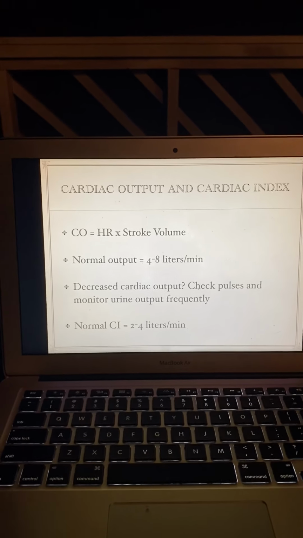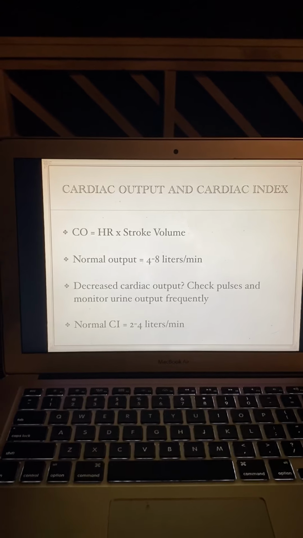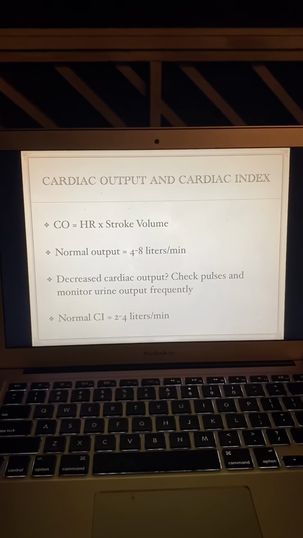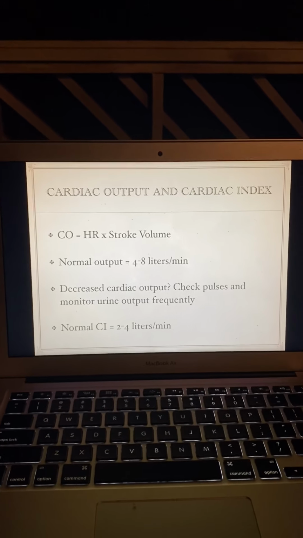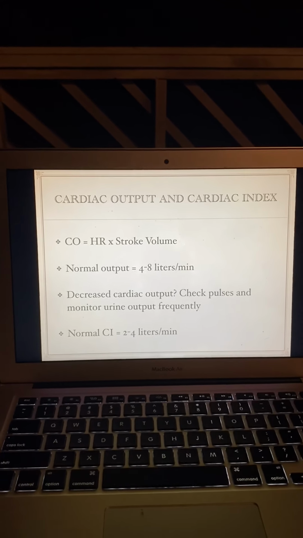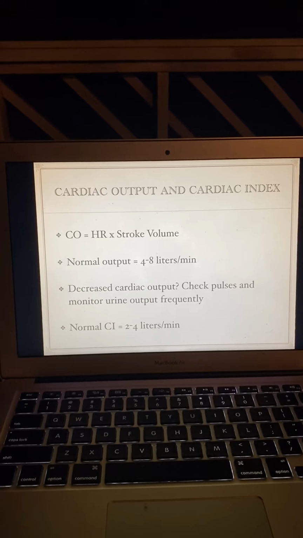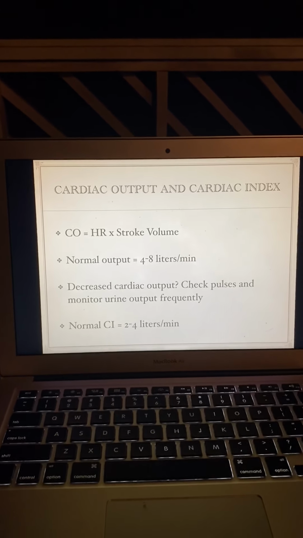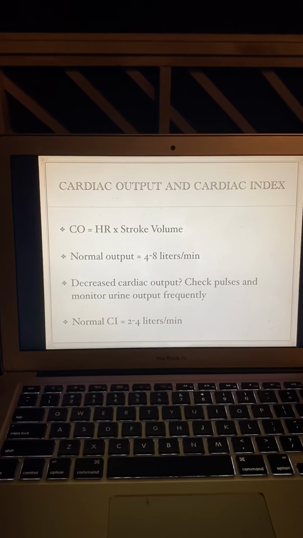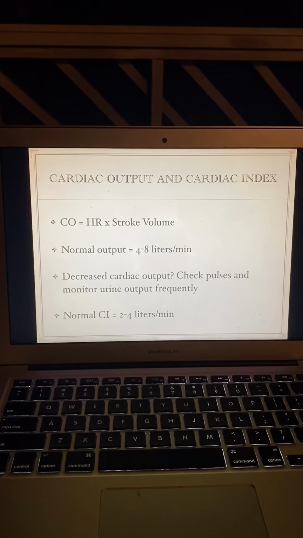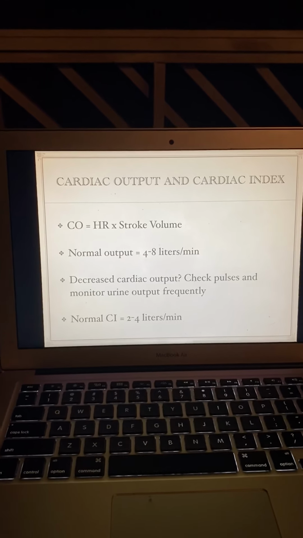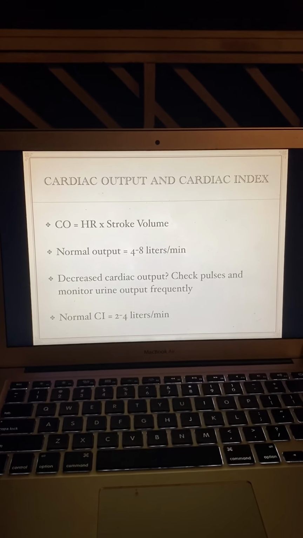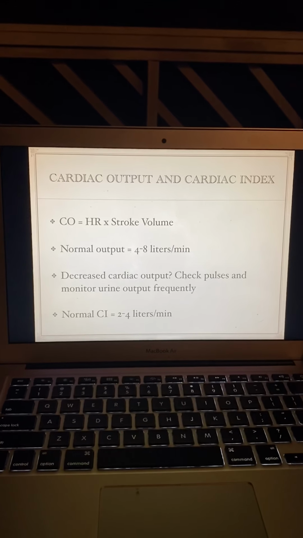Now we're going to talk about the cardiac index. The only way to monitor your output and your index directly is through the Swan-Ganz catheter or the pulmonary artery catheter. Normal cardiac index is 2 to 4 liters per minute. Again, in a patient with heart failure, you could see an index of 0.7 liters per minute. So extremely depressed index. But again, it's hard to monitor these two directly without the Swan-Ganz catheter.